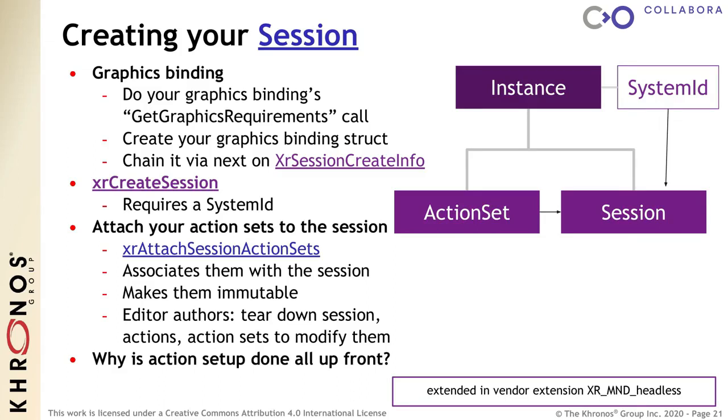You then create a graphics binding struct. These are also specified by the graphics binding extensions, and they're all chained on via the next pointer on XR session create info. I haven't talked about the next pointer too much, but similar to Vulkan, OpenXR structures contain a type field as well as a void pointer that allows you to chain additional structures on in a regular way. This is mostly used for extension functionality, but there are a few cases in the core specification where the next pointer is also used, and this is one of them.